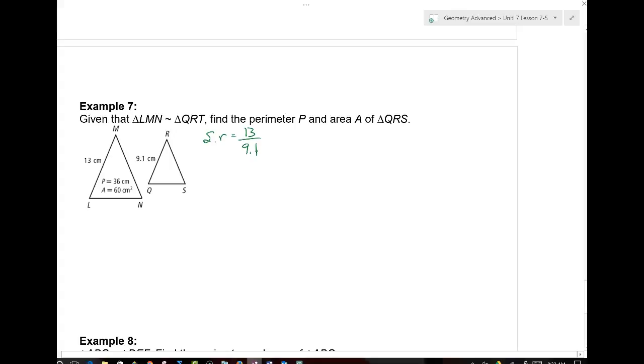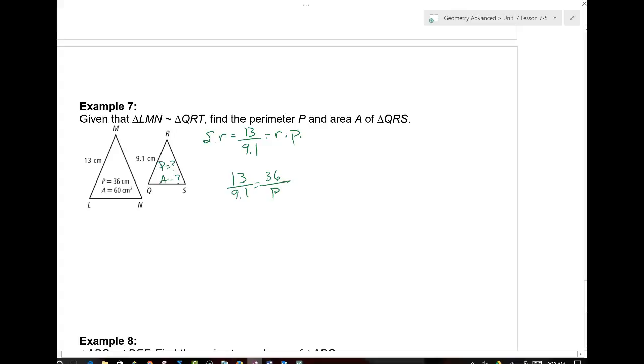Now I'm asking for perimeter and I want to know area. So if I want to find perimeter, shouldn't I use ratio of perimeters? But what do I know about my ratio of perimeter? It's the same as my similarity ratio, right? So the nice thing is we know this is always true. Ratio of perimeter is equal to my similarity ratio. So shouldn't I be able to set up a proportion? Basically, I'm looking for the perimeter of the smaller triangle and the area of the smaller triangle. Well, let's set it up. I know 13 is to 9.1 the same as the perimeter of the larger one to the perimeter of the smaller one. So I'm just going to call it P.